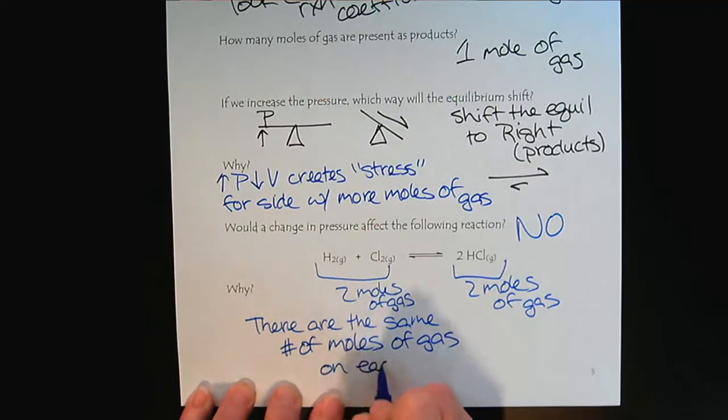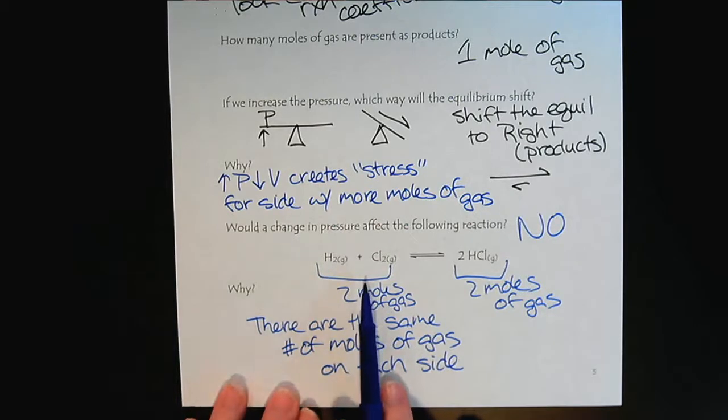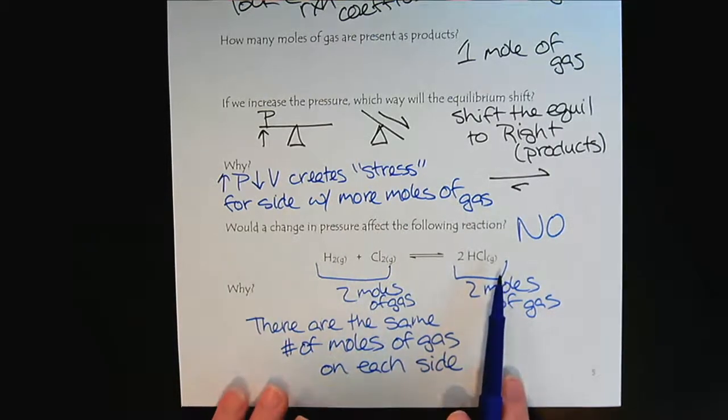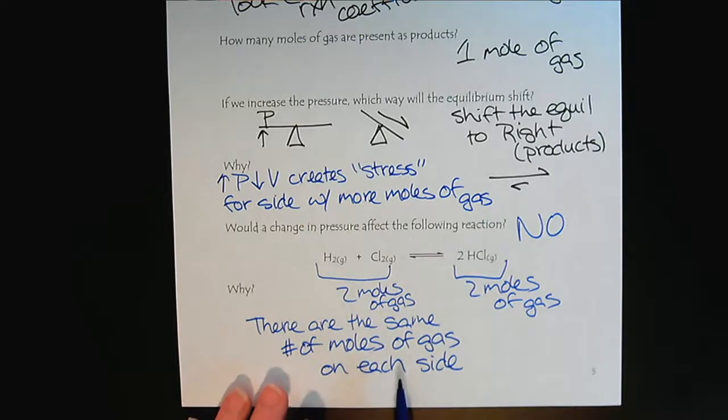If we had an additional reactant or product that was in the liquid or the solid phase, we would not consider those in this scenario. So pressure and volume are only going to create stress in reactions where we have gaseous products and or reactants.